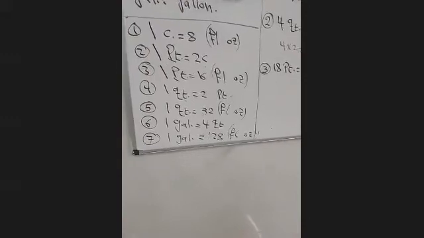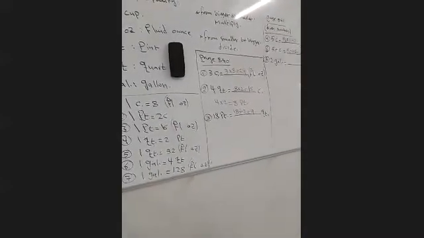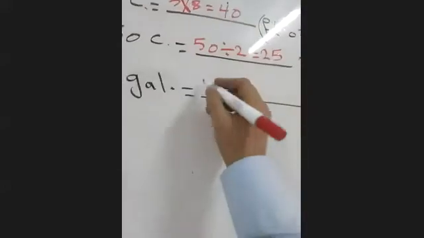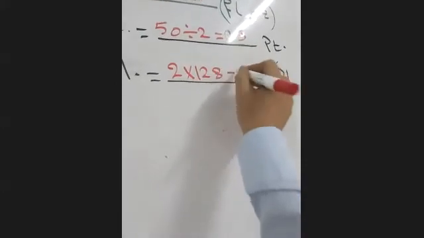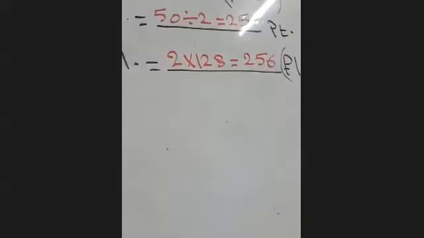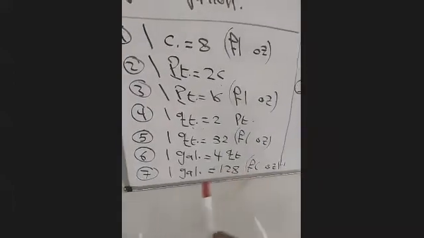From bigger to smaller, what do we do, Abdullah? We will multiply. We will multiply the 128 by 2. 2 multiplied by 128, how much? 256. Excellent. So 2 gallons equal 256 fluid ounces. I use the last formula here, the last one.